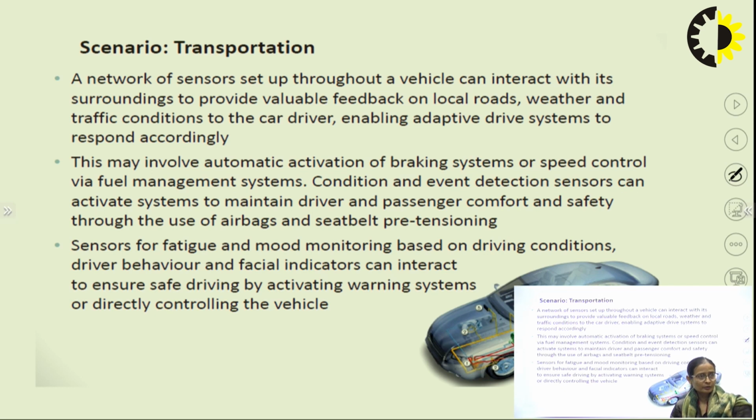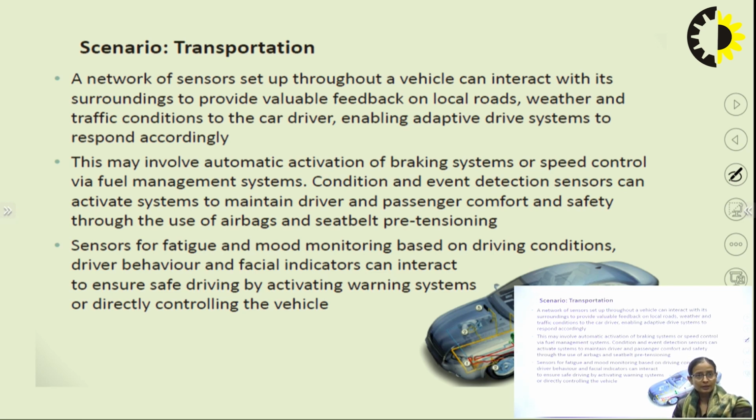Another scenario is your transportation. A network of sensors set up throughout a vehicle can interact with its surroundings to provide valuable feedback, that is, the condition of the local roads, the weather of that particular area, and the traffic conditions of that area, to the car driver, so that the car can work in auto mode and provide adaptive drive systems to respond accordingly. This may involve automatic activation of braking systems or speed control via fuel management systems.